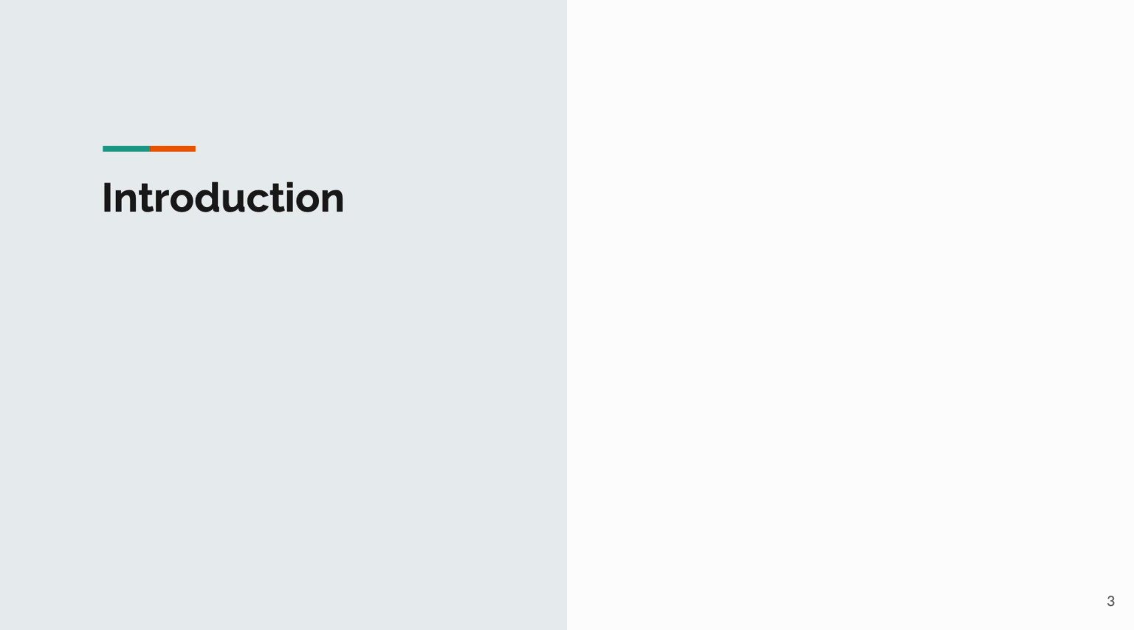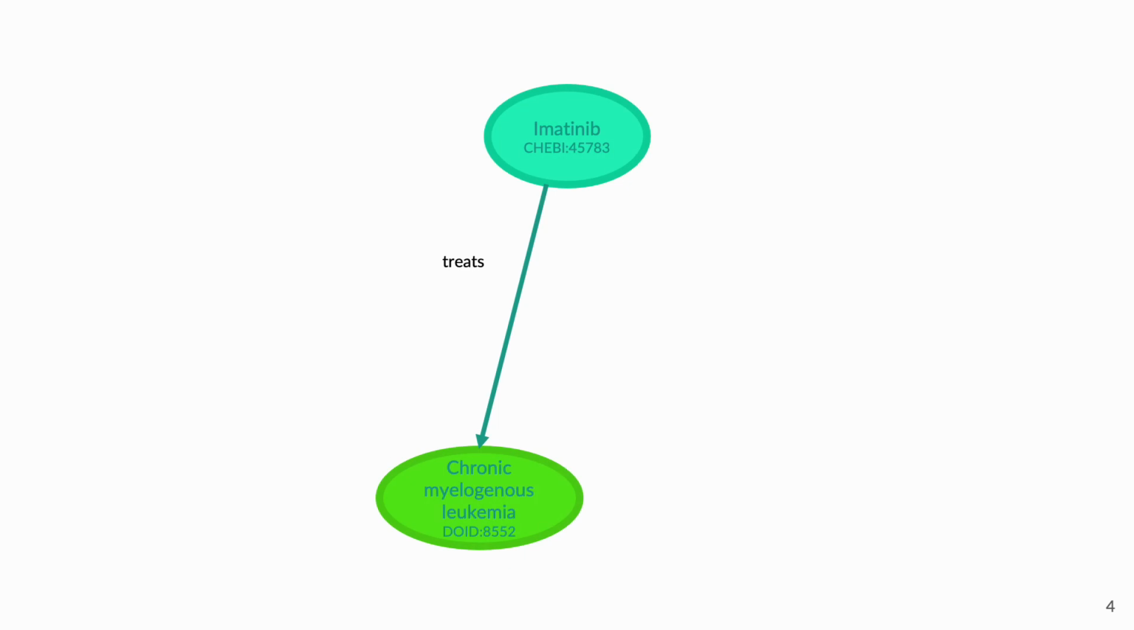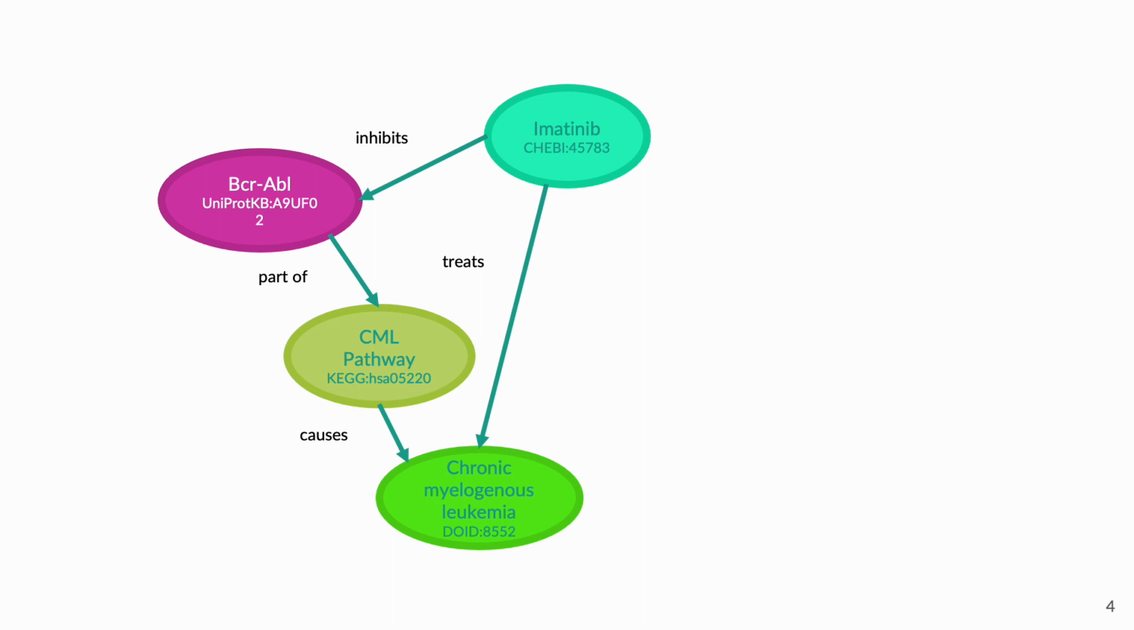Let's begin with an introduction to the scope of this project. A lot of biomedical knowledge can largely be represented as relationships between things. For instance, it's known that imatinib treats chronic myelogenous leukemia, and we can see here that the mechanism by which it does is well understood.